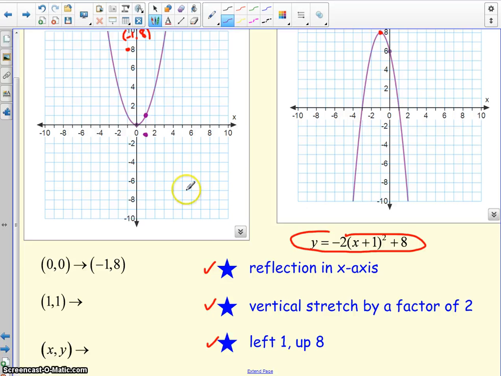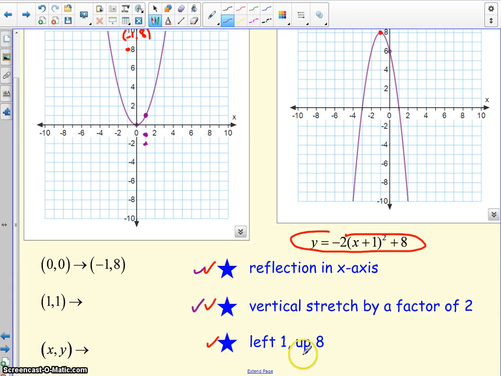Okay, so now, after I do the reflection, I'm going to do a vertical stretch by a factor 2. So if you remember what that means, I take the y value of the point and multiply it by 2. So my y value here is negative 1. I multiply that by 2, and I get a y value of negative 2. So after the vertical stretch, I've now gone down there.